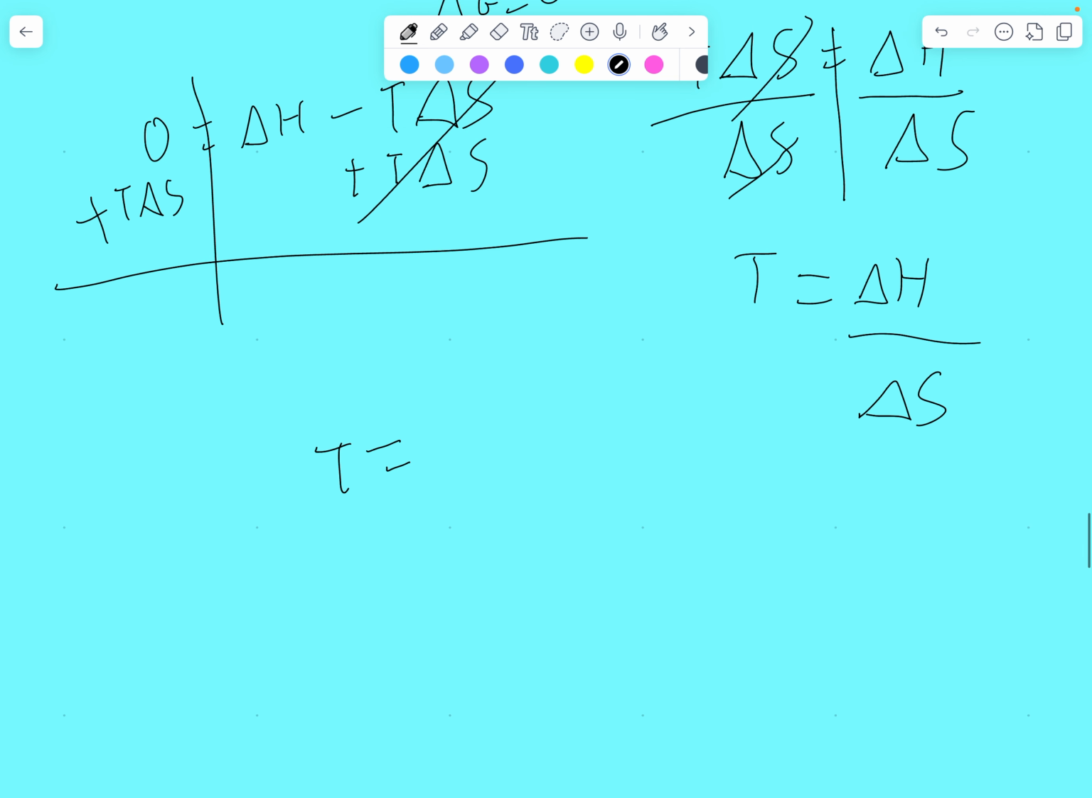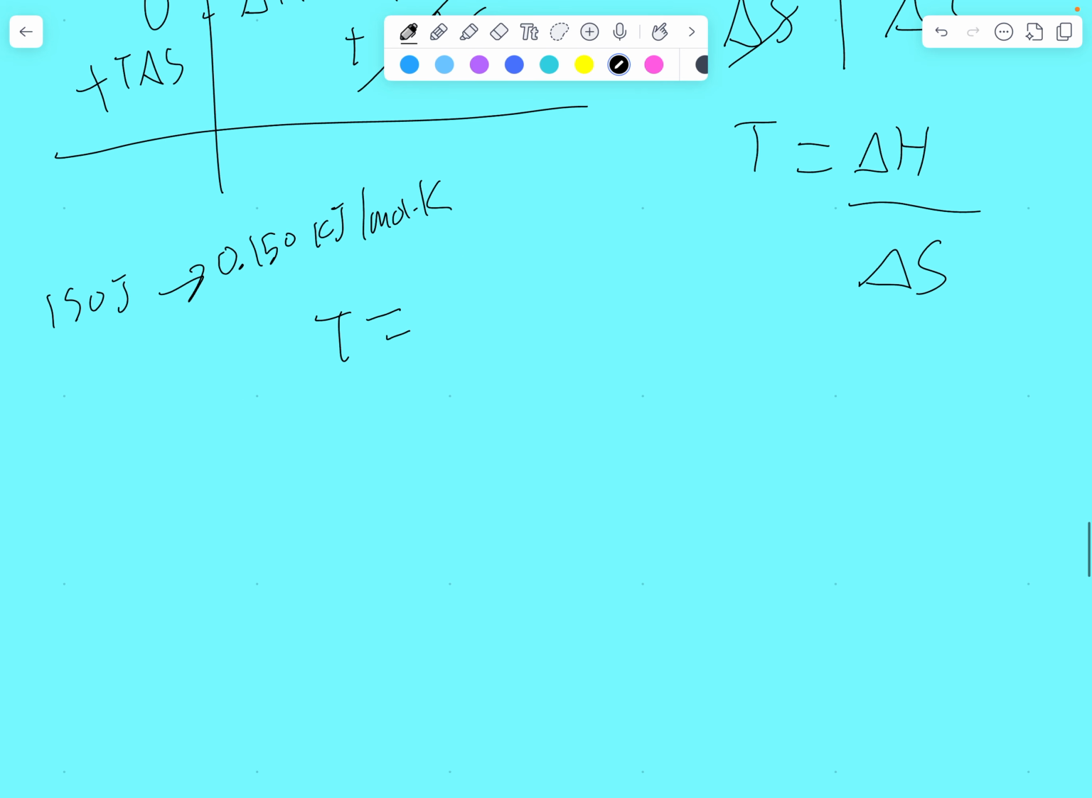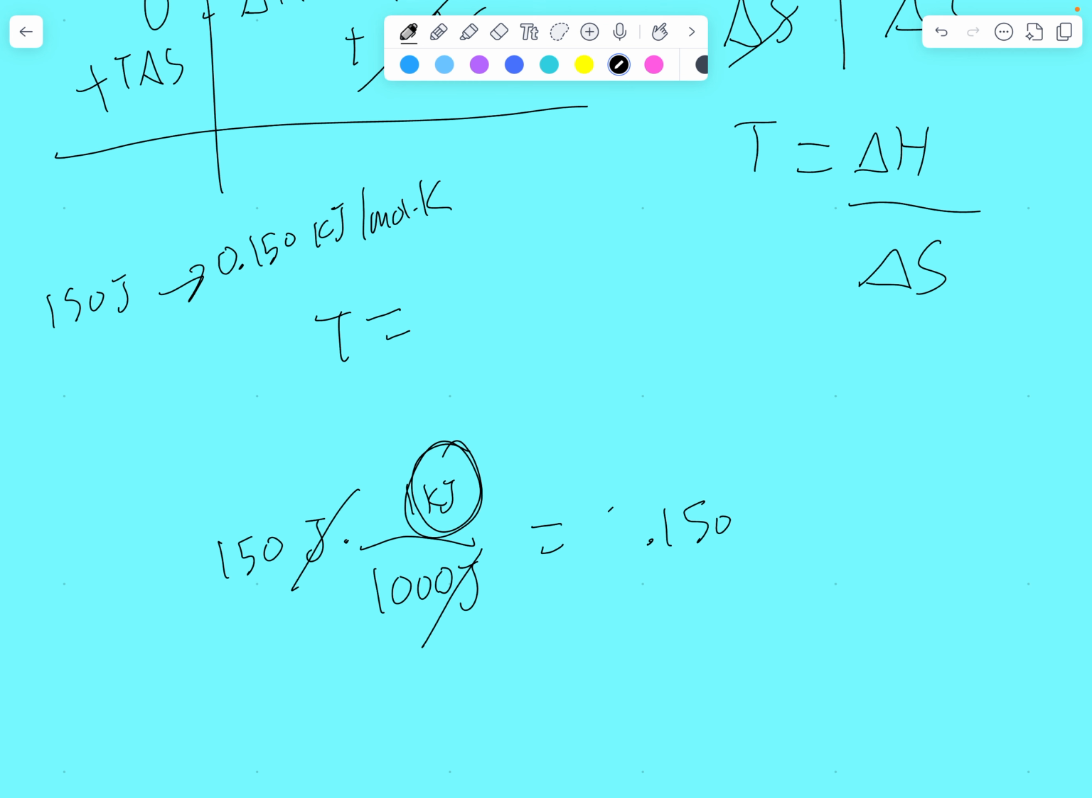I'm going to convert delta S into kilojoules. So we have 150 joules. You divide by 1,000, you get 0.150 kilojoules per mole Kelvin. If you watched my first video, you would know how, but I'll write it out right now. You know 1,000 joules are in 1 kilojoule. Cancel out the J's, and you get left with your only unit, and that would be 0.150.